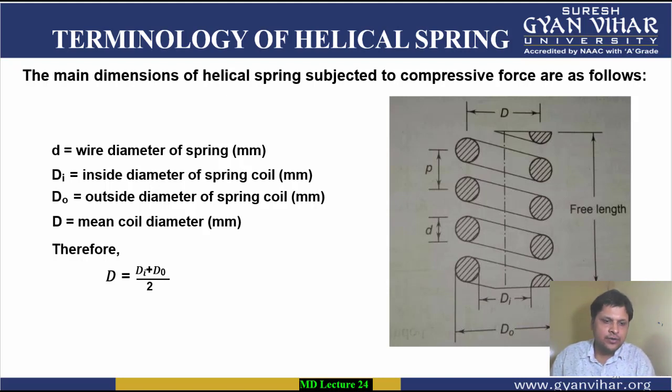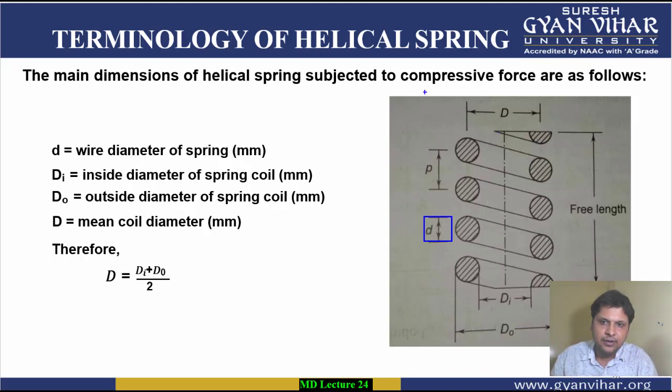So what is small d? We are going to use small d as the wire diameter of the spring. Wire diameter of the spring means, students, there is the coil diameter and there is the wire diameter. Wire diameter means the wire which is used in order to make the spring.